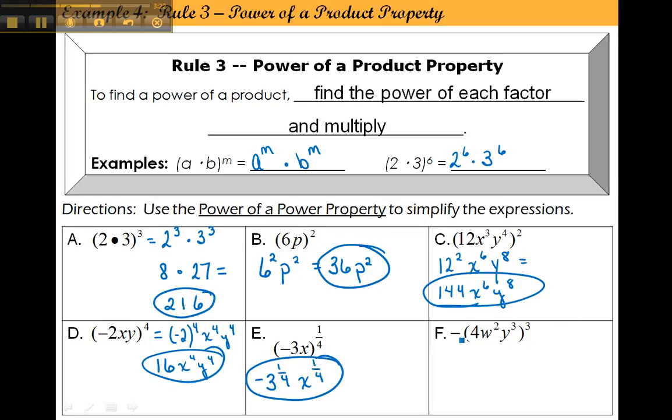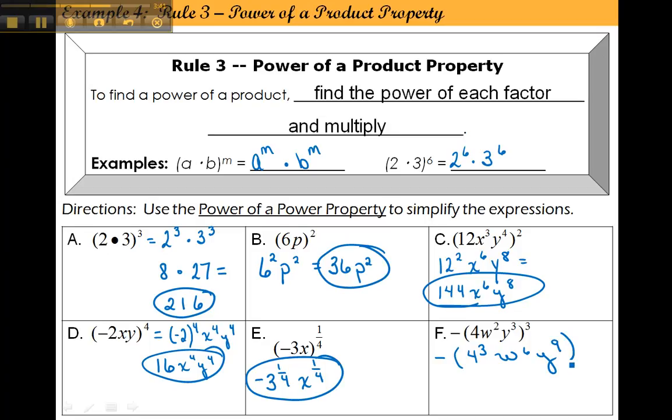And on letter F, notice that the negative sign is on the outside, so we're going to leave that on the outside. And it's going to become 4 to the 3rd, W, 2 times 3 is 6, and then Y, 3 times 3 is 9.